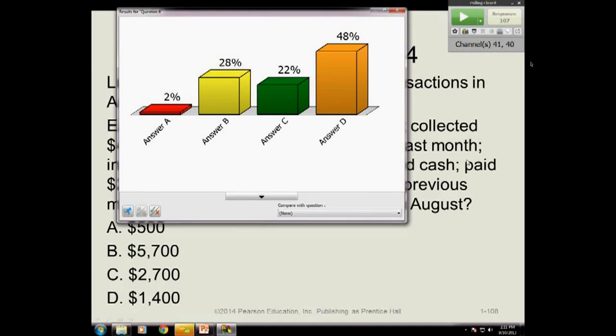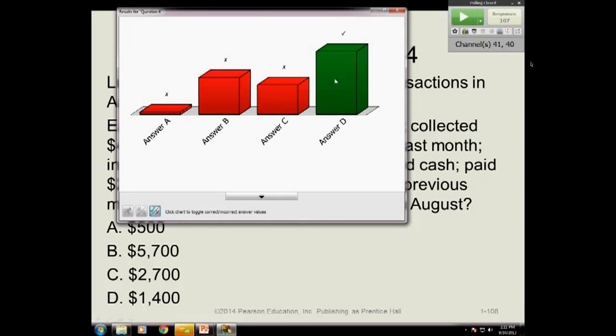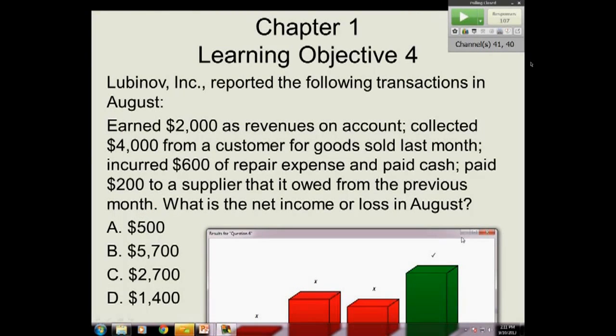Actually, I'm happy that it is D, because let me show you why. Here's the important point, for those of you that didn't get it right. Let's read this carefully. They got $2,000 in revenues on account. They collected $4,000 from something they sold last month.